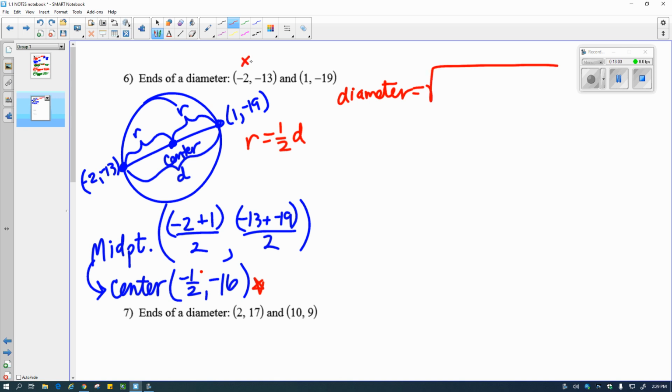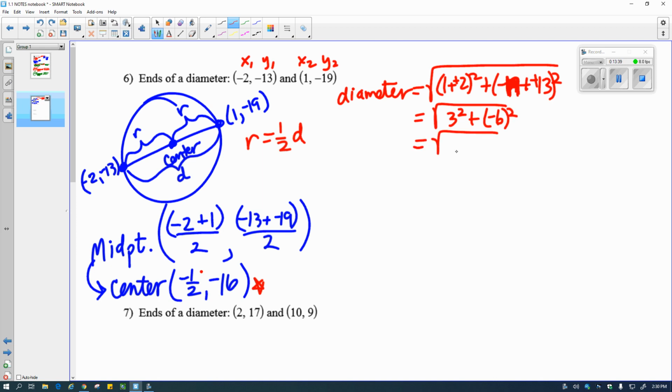So here's x1, y1, x2, y2. And again, I'll go ahead and plug that in. That's 1 minus negative 2, squared, plus negative 19 minus negative 13, squared. So I have 3 squared plus, remember that was a negative 19, sorry for my scribbles, negative 19 plus positive 13, so that's negative 6 squared. I end up with the square root of 9 plus 36, or the square root of 45.